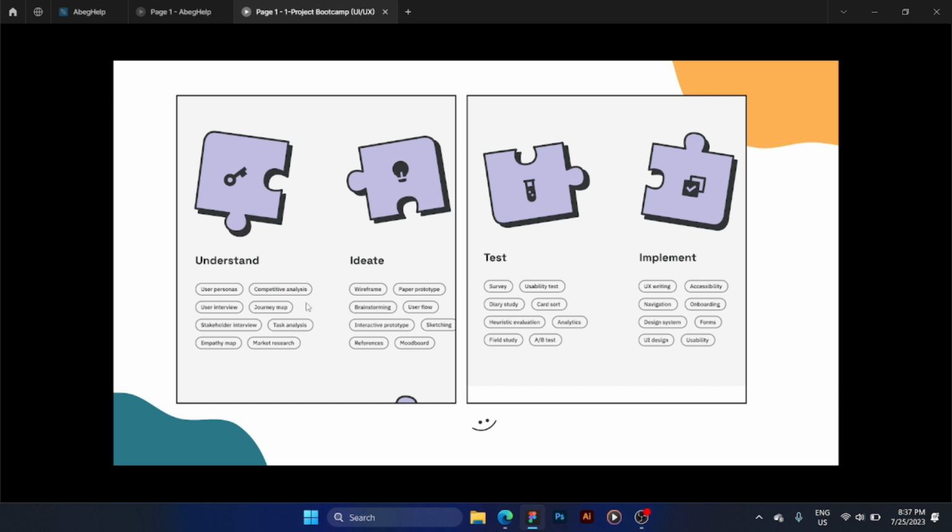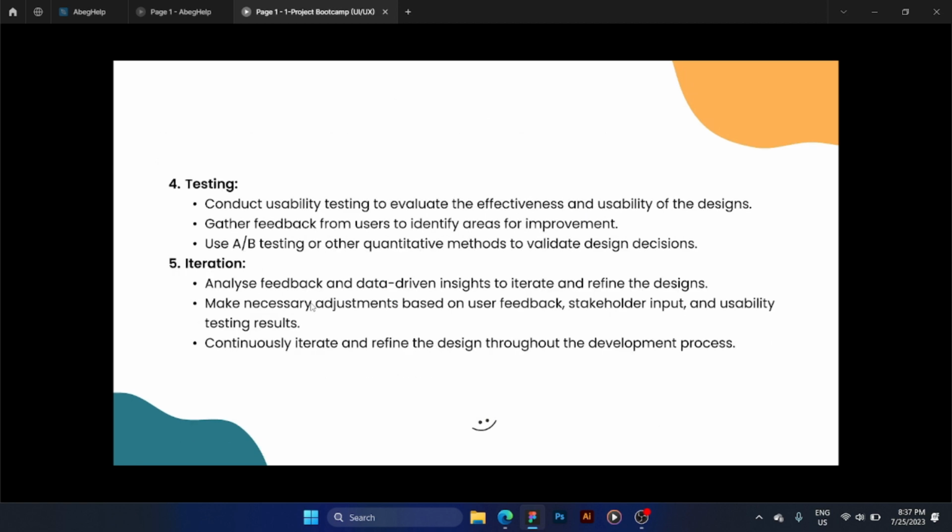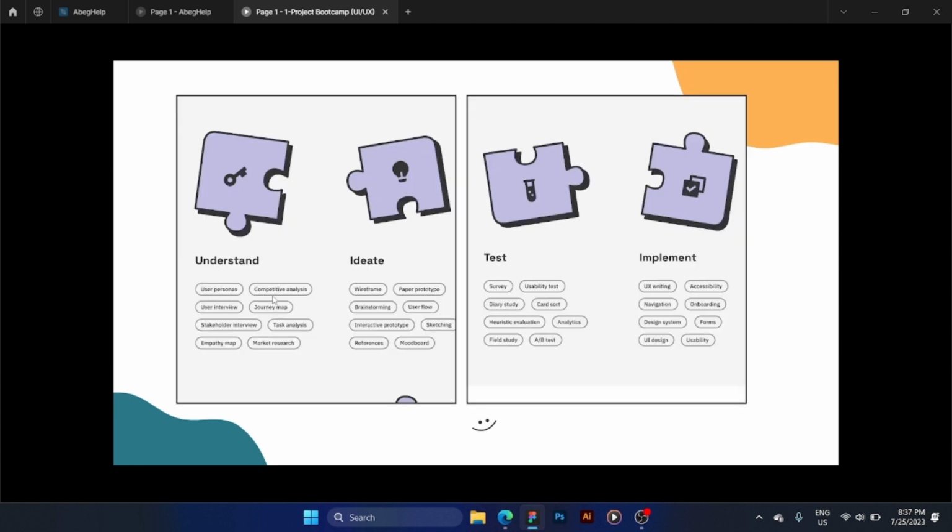So understand, that is what is under your research. So what do you do? User persona, you see I spoke about that, competitive analysis, user interview, journey map, stakeholder interview, task analysis, empathy map, market research. That's all and so much more. There's still usability testing there that you need to check and all of those things.